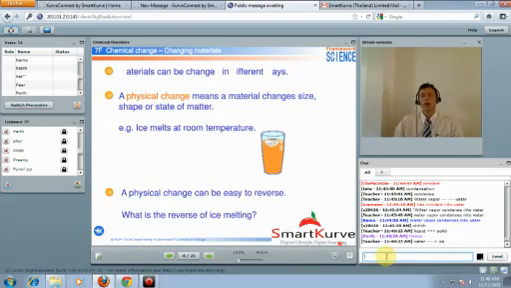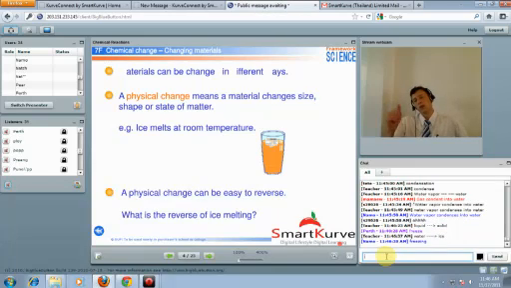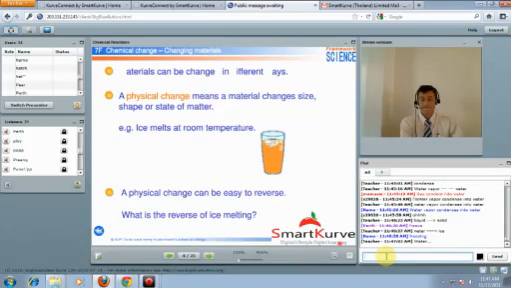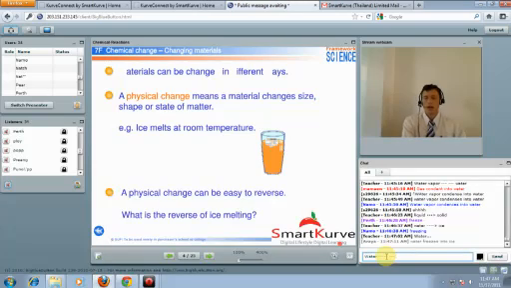Excellent. So how about a complete sentence using water and ice? And remember to conjugate the verb. All right, I want a complete sentence. Water... perfect. Water freezes into ice. Excellent. That's what I'm looking for.